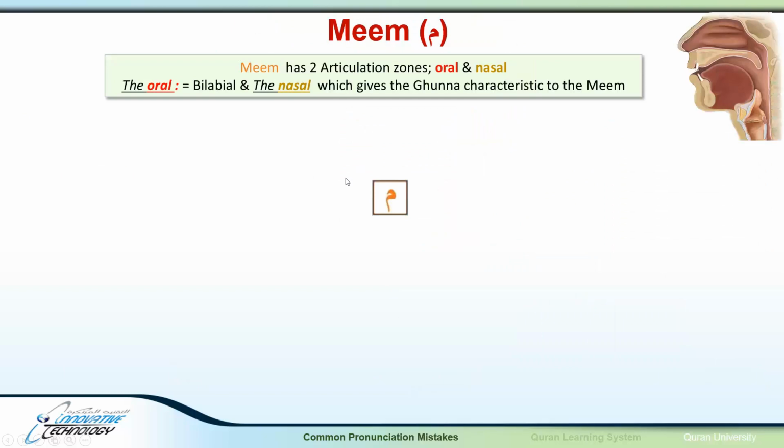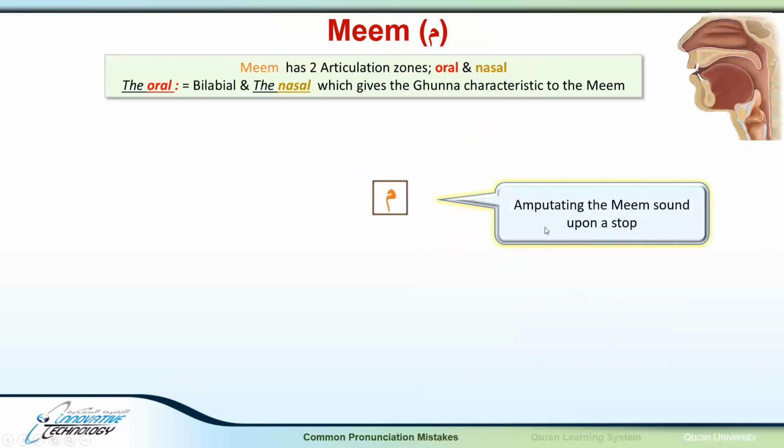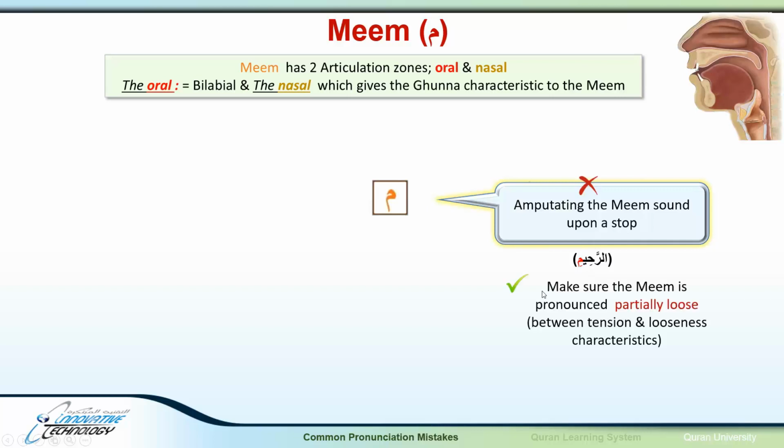Now let's check the common mistakes of the Mim. First mistake is amputating the Mim sound upon a stop. An example of that is Ar-Rahi, almost not pronouncing the Mim here. And the right way of pronouncing it here is الرحيم Ar-Rahim. So even if we stop at the Mim of Ar-Rahim, the Mim should be expressed.